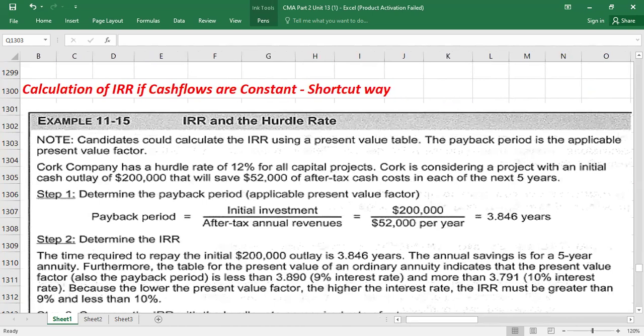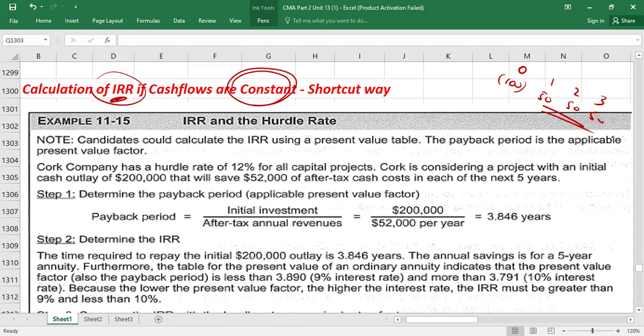But there is a shortcut way to calculate IRR. But this shortcut way you can apply only if cash flows are constant. For example, let's say these are year 0, 1, 2, 3. Here we have an investment of 100. Here we have a cash flow of 50, 50, 50. So these are called constant cash flows. In that scenario, you can use the first way, as I told you: find out positive NPV, then negative NPV, and find out the interpolation IRR formula and find out the IRR point.